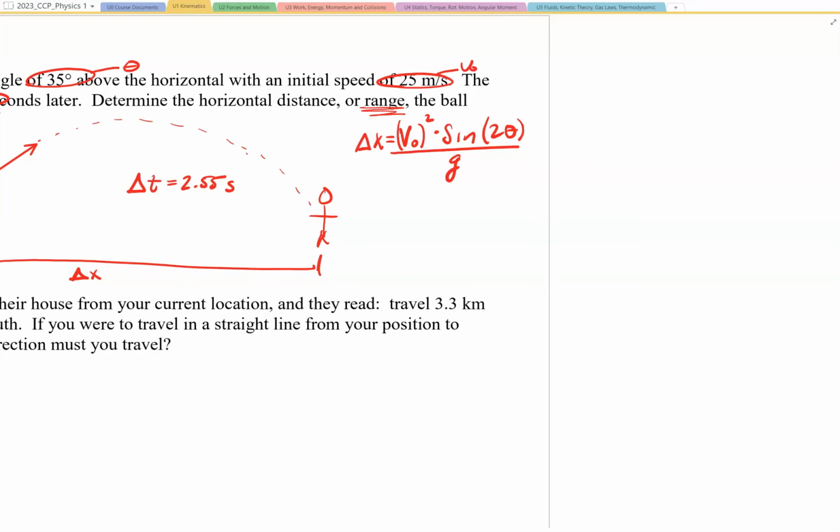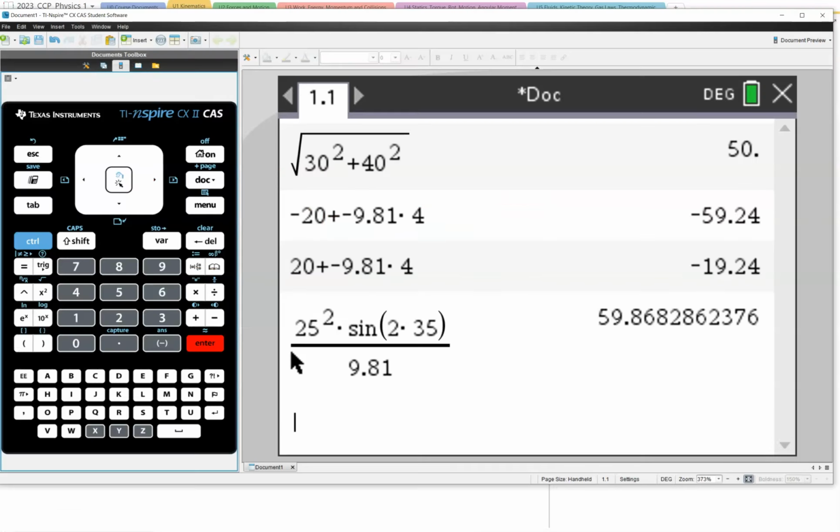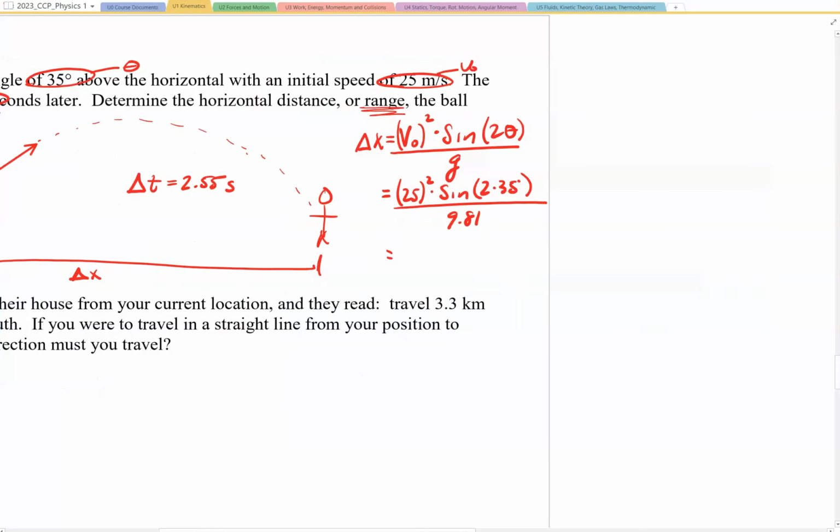So again, our horizontal range, delta x, is the result of these values here. We've got an initial velocity of 25 meters per second, an angle measure of 35 degrees, and a gravitational constant of 9.81. Remember, when we use the value g, we always use the magnitude of acceleration, so the positive equivalent of that. And when I go to the calculator, I see that the result ends up being 59.8682 meters.